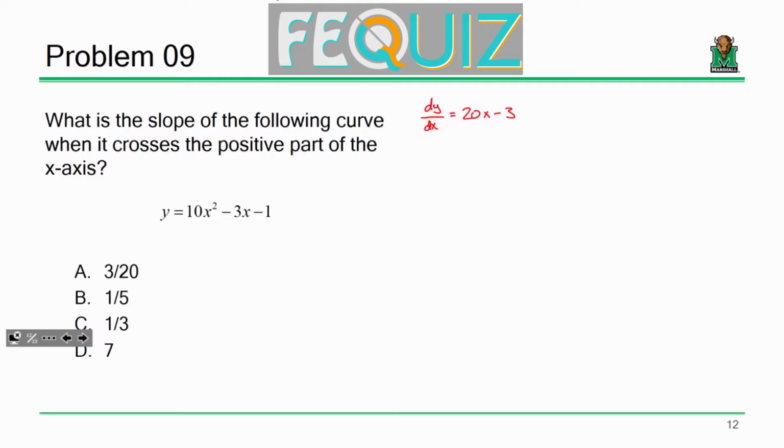When you cross the y-axis, or I'm getting it backwards again. When you cross the x-axis, what's going on there? When y equals 0. So I'm going to take this curve, set y equal to 0, and solve for x. Let's just see what we get.